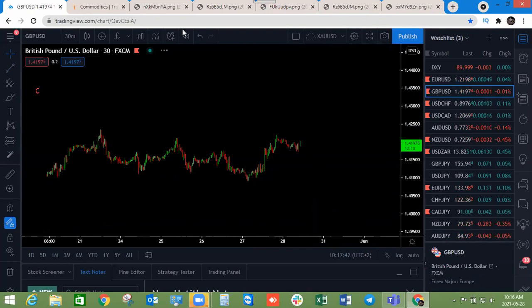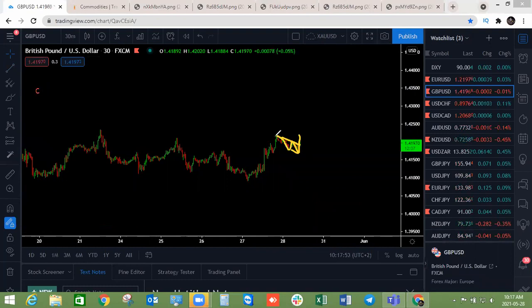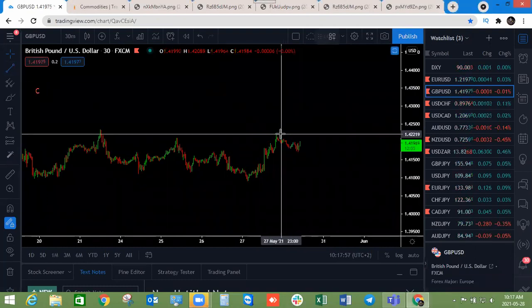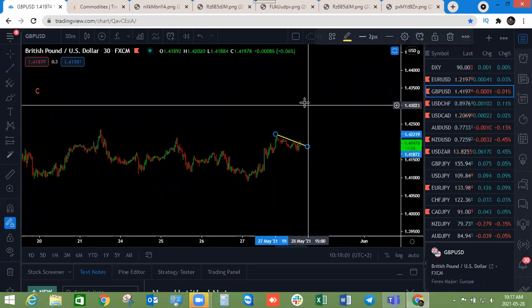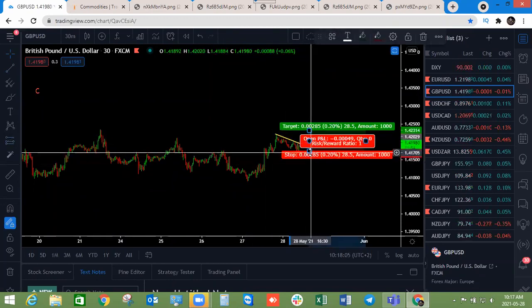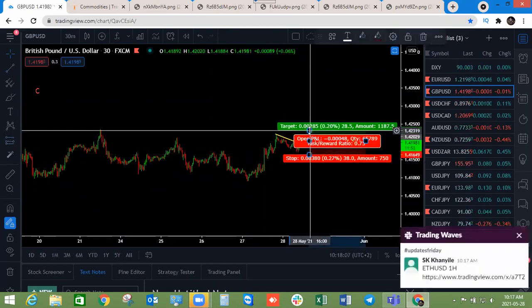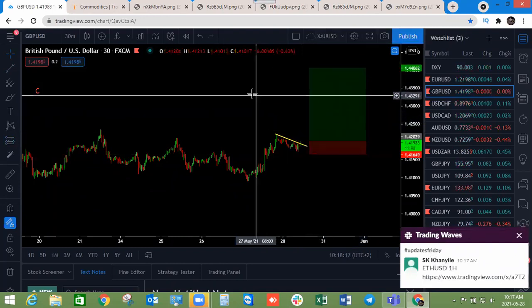So the structure here looks like 3 waves: 1, 2, 3. Now we need to see the 1 hour candle closing around there above the flag. So we want to see the 1 hour candle closing there. Okay, not the 30 minutes, the 1 hour candle closing above that. Then you're going to take your trade at the closing, the end of the next candle. Then we'll look for this to go to 144.